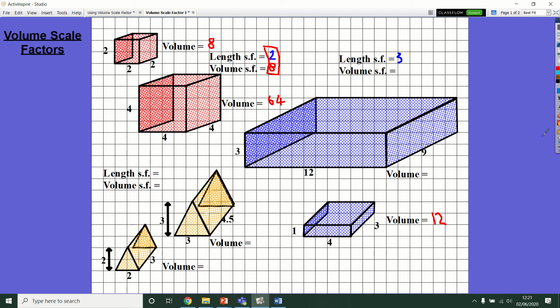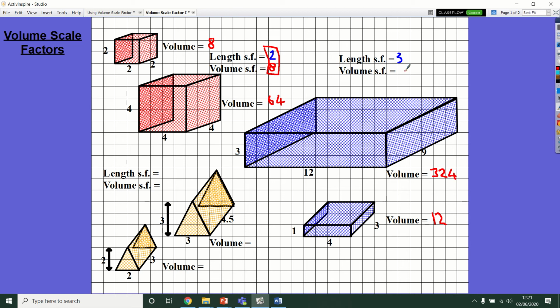Then the volume, the big volume, is going to be 3 times 12 times 9. And if you work that out, I'm not going to do that off the top of my head in the video, so I'm going to do it on my calculator. That's 324. And I've done it again. Right, 1 second. That is the volume for the big one.